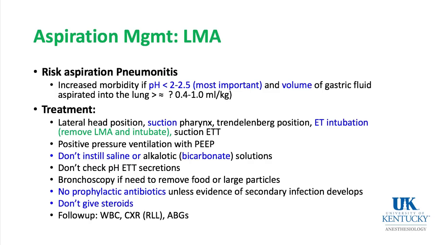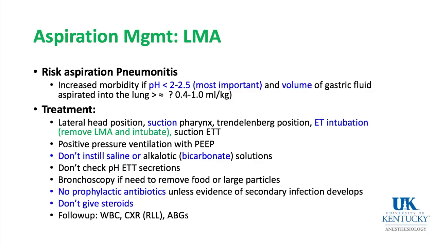The next key word is aspiration management when someone has a laryngeal mask airway present. A discussion of risk of aspiration pneumonitis should include what is the pH of the fluid that comes up and how much came up and went down into the lung. If the pH of the fluid that comes up and goes into the lung and is aspirated is less than 2 to 2.5, that's especially risky. It's an acidotic or an acid fluid which burns the lung. And the more of it, the more chance that it's going to damage the lung.